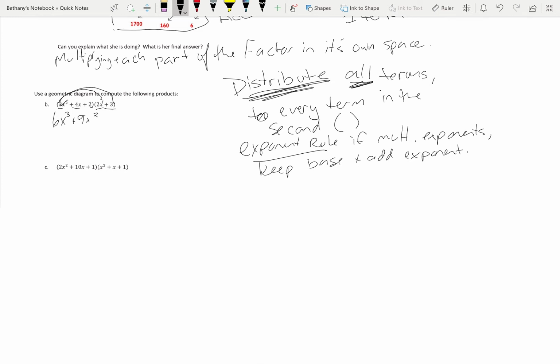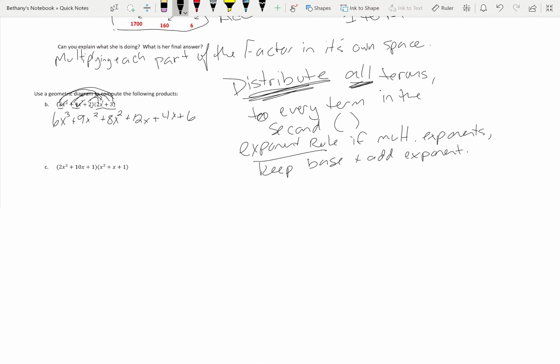Now I have to distribute the second term. 4x times 2x, that's like 4x to the first, so 4 times 2 is 8. X to the first times x to the first, I'm going to keep the base and add the exponents, that's x squared. And 4x times 3 is just 12x. Lastly, I'm going to distribute the 2. 2 times 2x is just 4x. That should have a plus sign, it's just ugly. Plus 4x. And 2 times 3 is 6.